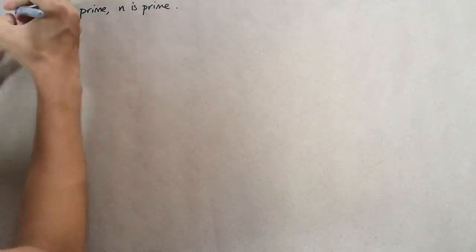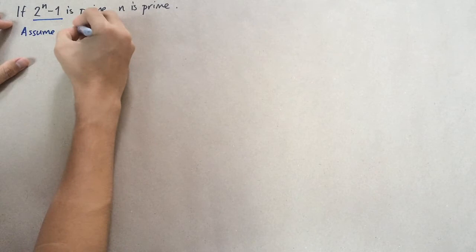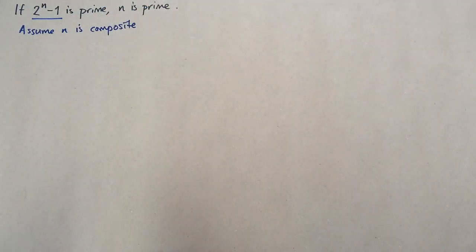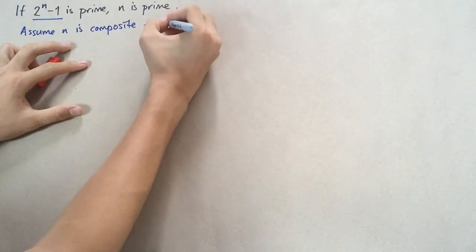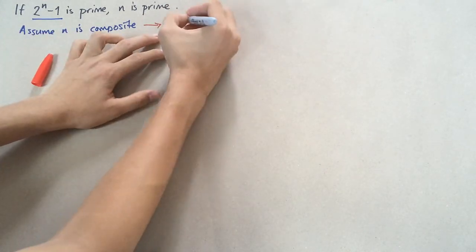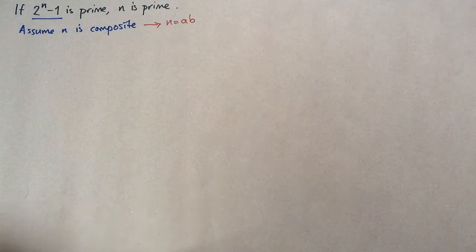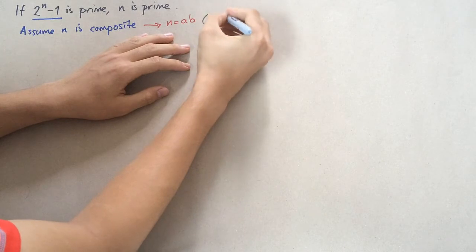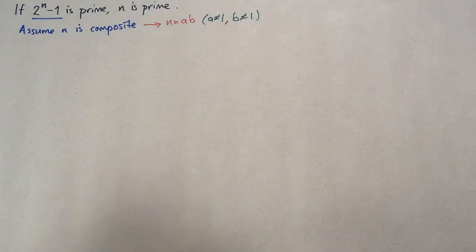So let's assume that n is composite, which means it's not a prime number, and by doing this we're going to let the number n equal two numbers multiplying each other. We're going to call them a and b, so that a and b, none of them is 1, right? So a isn't 1, b isn't 1. By letting this, we're making n a composite number.